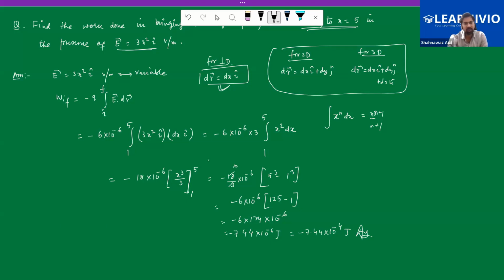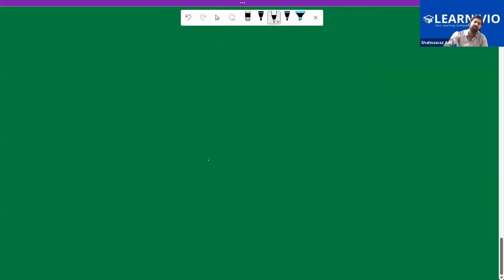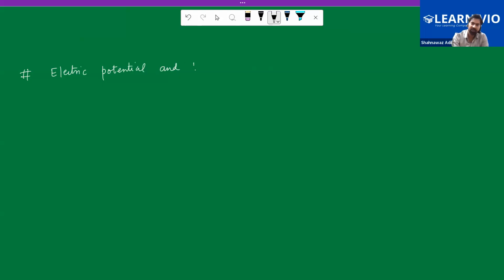So now we can talk about what is electric potential and what is potential difference. Can you guys tell me what is electric potential and what is potential difference? Can you guys tell me the difference between these two? What is the difference between these two?